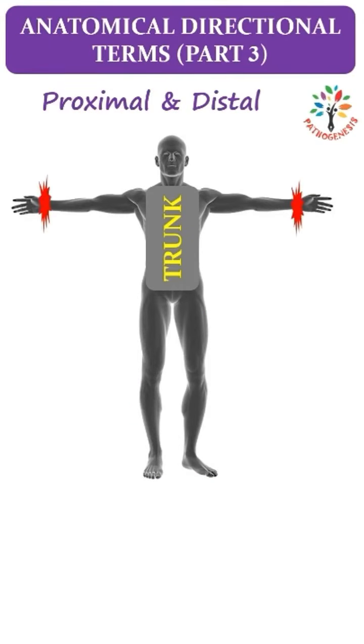Wrist is proximal to the fingers because wrist is closer to the trunk than the fingers. Elbow is proximal to the wrist because the elbow is closer to the trunk than the wrist. Remember, proximal means towards the trunk.